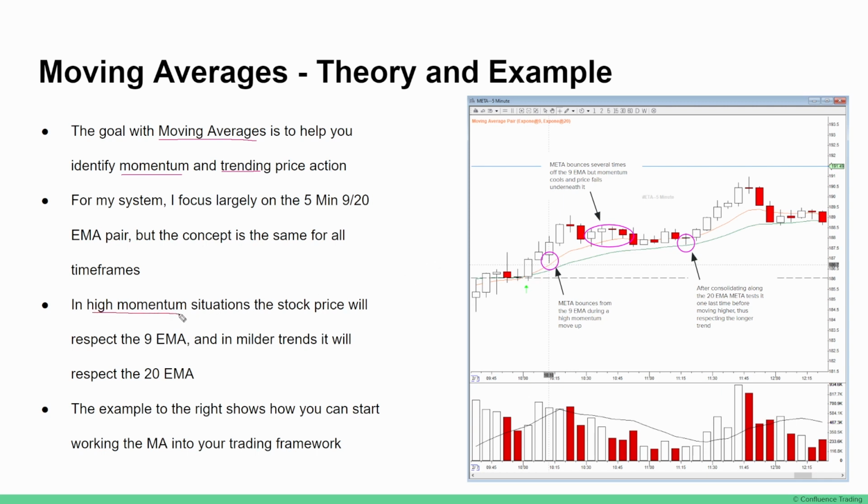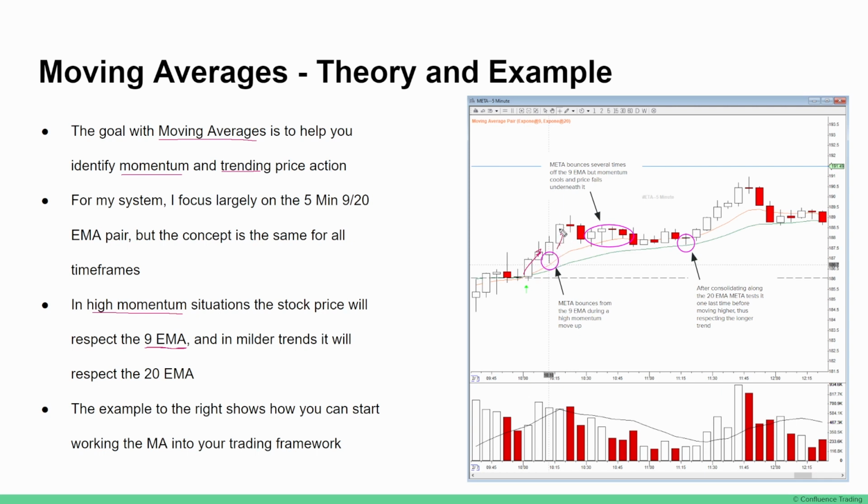In high momentum situations, the stock price will more respect the 9 EMA. So here's a quick example of this concept. You have a 5-minute chart of Meta. You can see this very large price move up here. You get a quick pullback, just barely not touching the 9 EMA, and then price continues to go up.